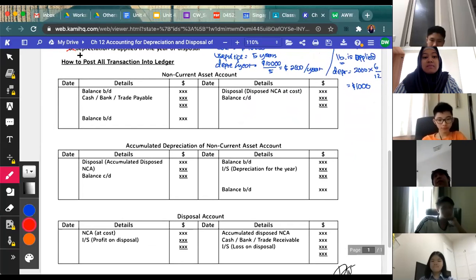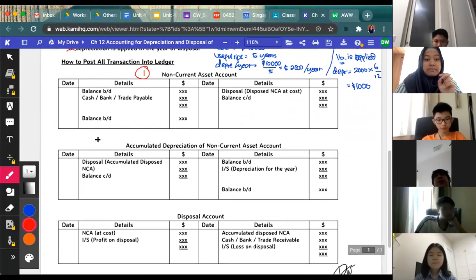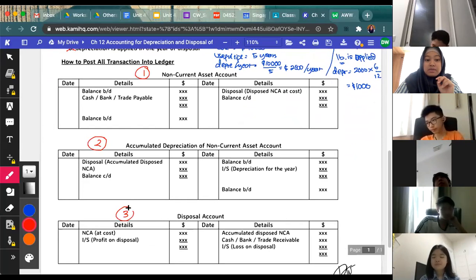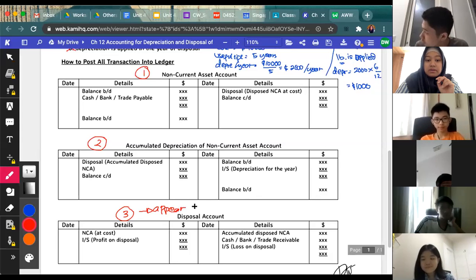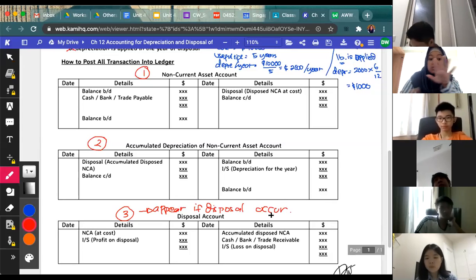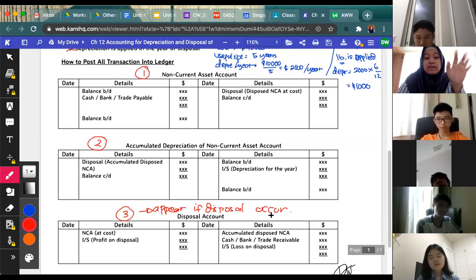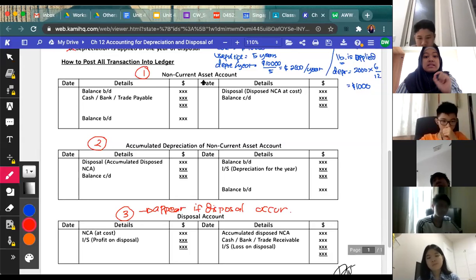NCA will always come with two basic accounts. This is the first one, the basic one, and this is the second one, okay? The third one appears if there is disposal. Yeah, if there is no disposal happening, then the disposal account will not be there. Okay, it does not exist.